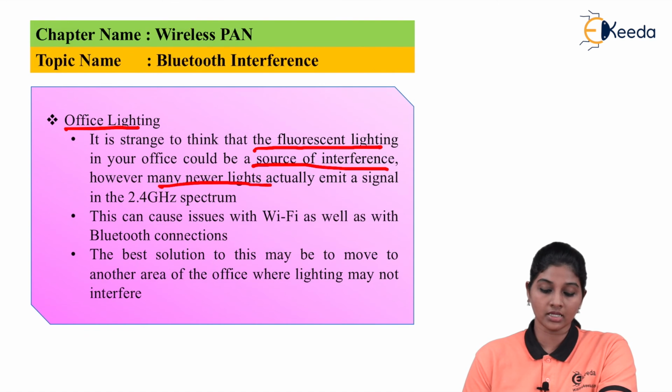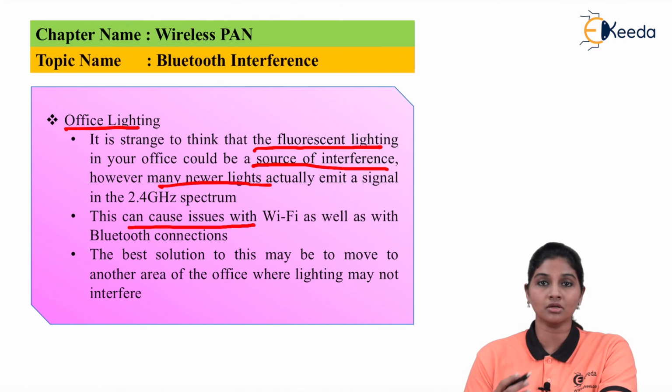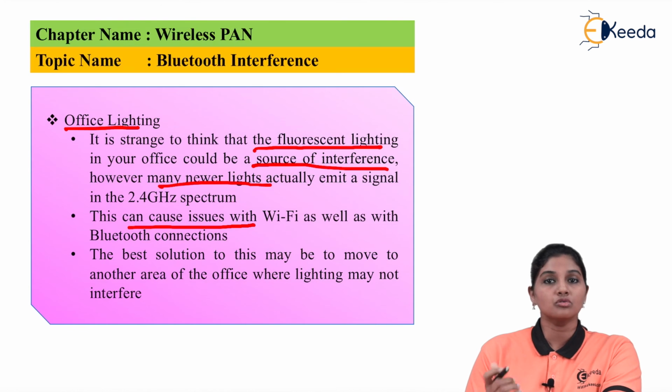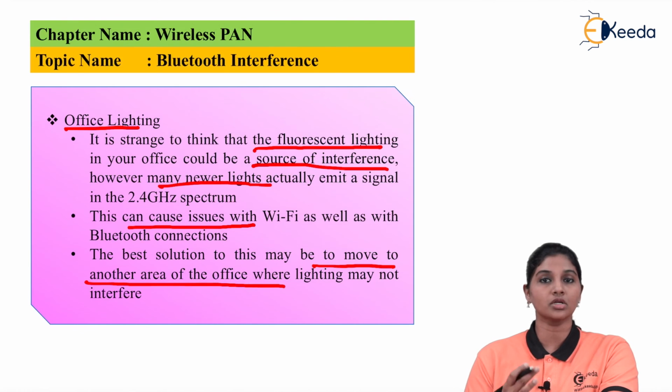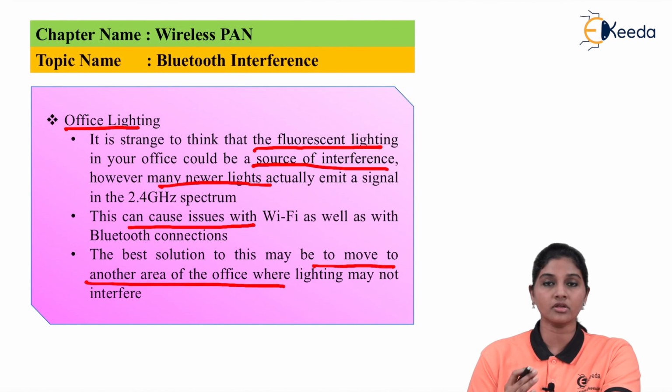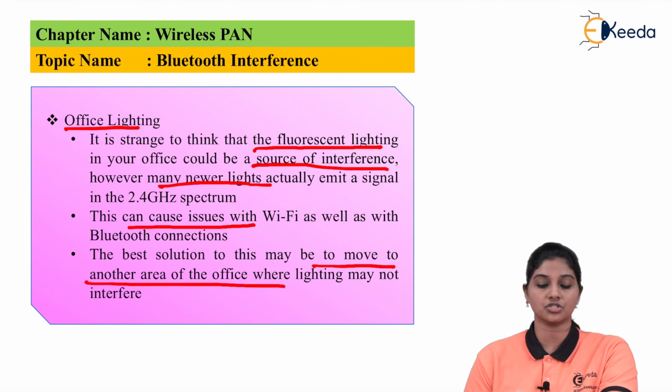So office lighting can be a cause of interference in Bluetooth, along with Wi-Fi and other equipment. To avoid this type of interference, the only solution is to move away from that area, or from that particular equipment, so that it is possible to avoid the interference and to receive the signal, or to perform the data communication in a faster way.